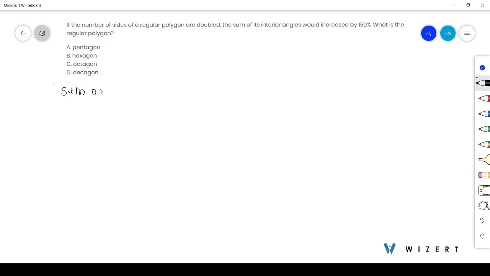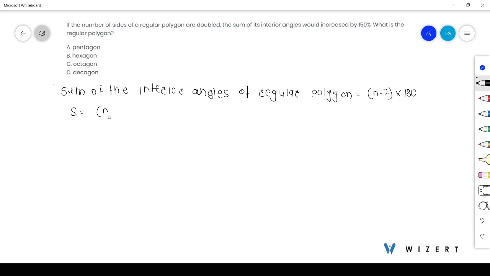We know that the sum of the interior angles of a regular polygon is given by (n minus 2) into 180, where n is the number of sides. So S equals (n minus 2) into 180. Suppose this is equation number 1.